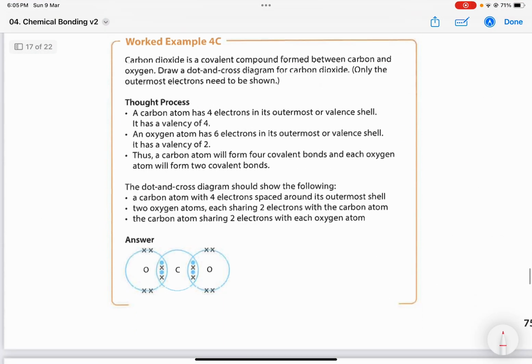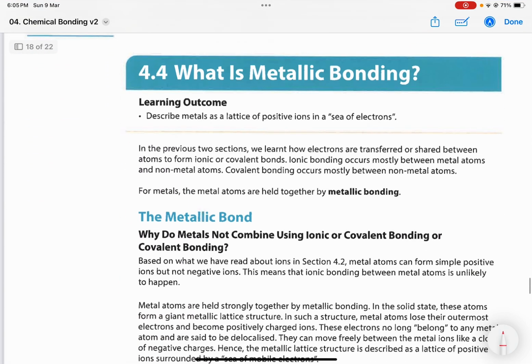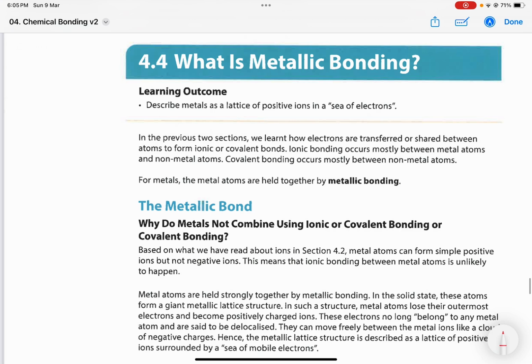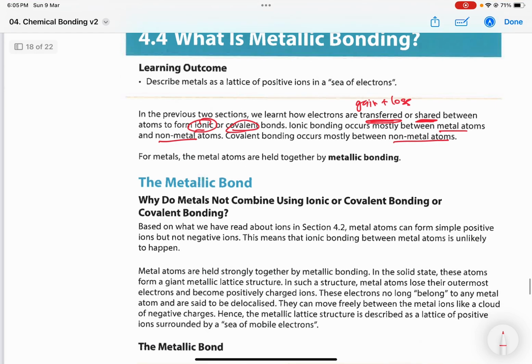Now, after this, we are down to the last part already, which is metallic bonding. So what exactly is metallic bonding? When electrons are transferred, that means gain plus loss, we term it as ionic bonding. When they are shared, we use the term covalent bonding. We know that ionic is between metal and non-metal. For covalent, normally it's for non-metal atoms. Now, metallic bonding is actually for metal atoms itself.